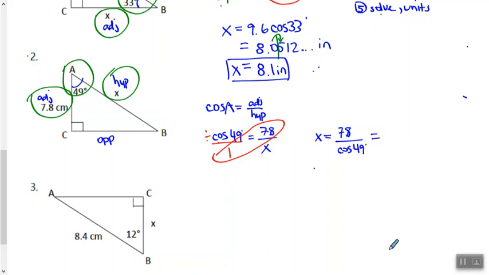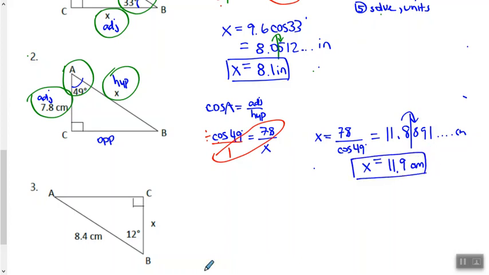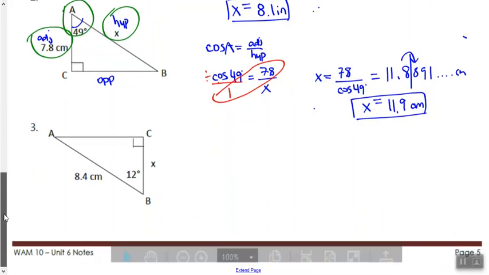which is, if we get out our calculator, 11.8891, so on and so forth, centimeters, or to 1 decimal place. So cutting off here, take a peek over the wall, 11 point 8, and I'll have to round that up to 9. So 11.9 centimeters is what x equals right there. So x equals 11.9 centimeters.